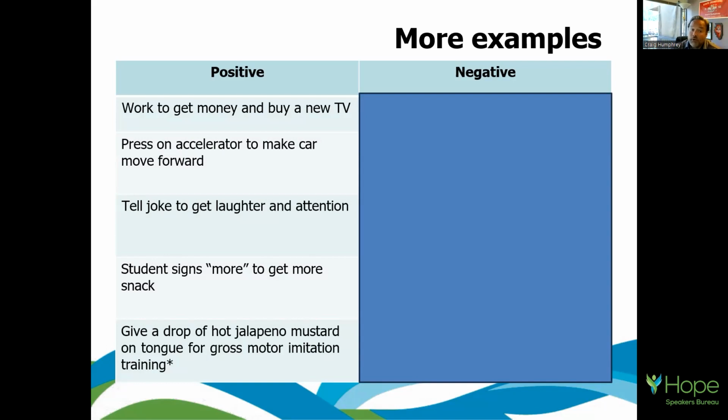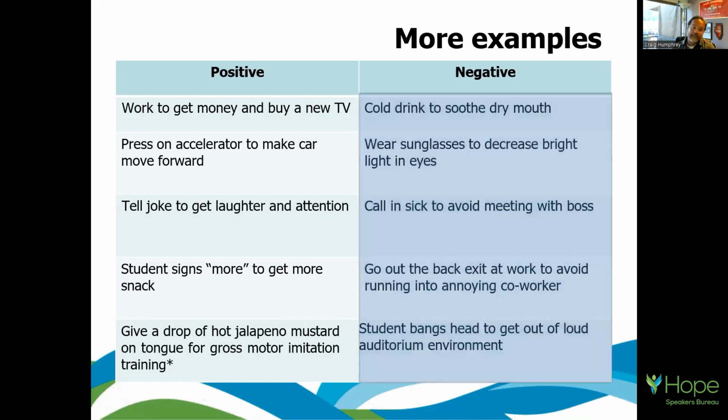I'm going to talk a little bit more about that later, but in this situation, the young lady was hyposensitive, meaning it took a lot of stimulus for her to taste the food or the condiment. And so she loved hot jalapeno mustard. On the surface, it sounds like that might be punishment, you're using an aversive or something bad. No, she loved hot jalapeno mustard and would do a lot of gross motor imitation and work tasks to earn it. Negative reinforcement: a cold drink to soothe the dry mouth.